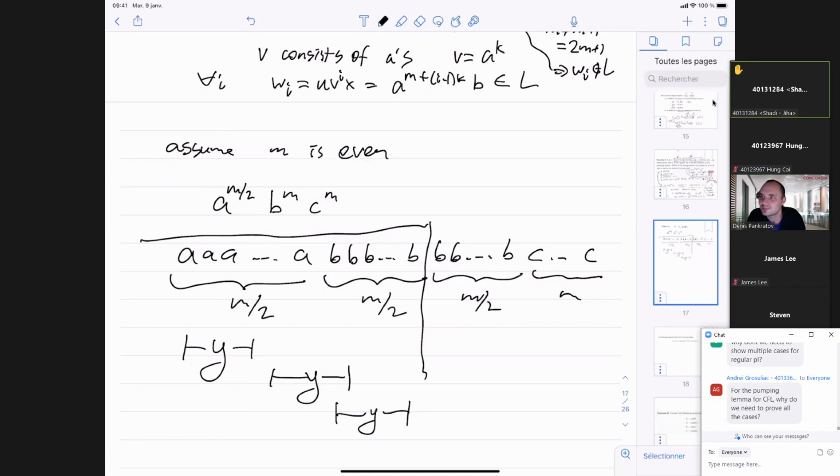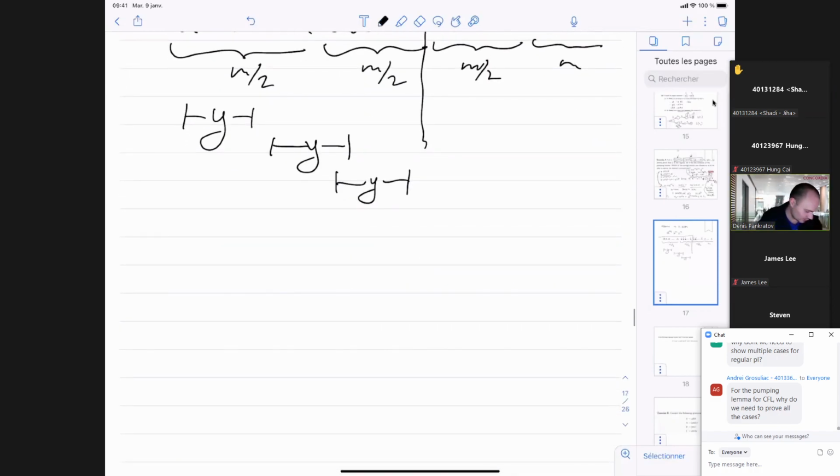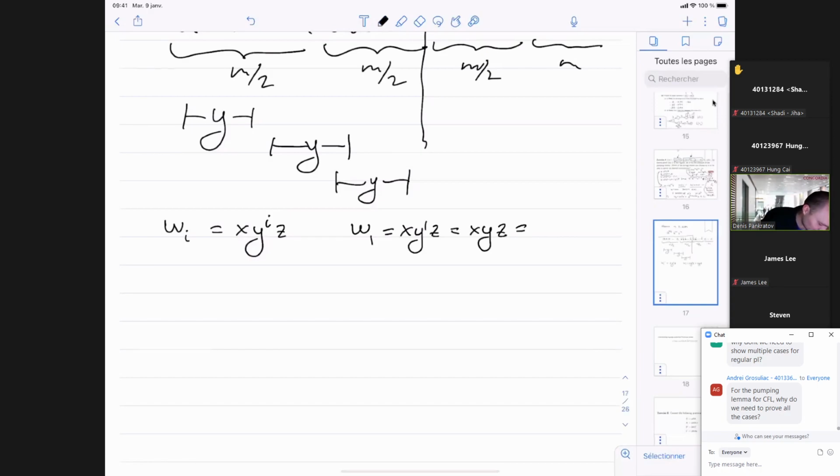So, yeah. Sir, I have a question. I'm not sure where the I minus 1 times K came from. Can you just go over that quickly? Sure. So we have W sub I, which looks like X, Y to the power I, Z. And remember that W_1, which is X, Y to the power 1, Z, is X, Y, Z. It is our string W. So it is of the form A to the M, B to the power 2M, C to the power M.